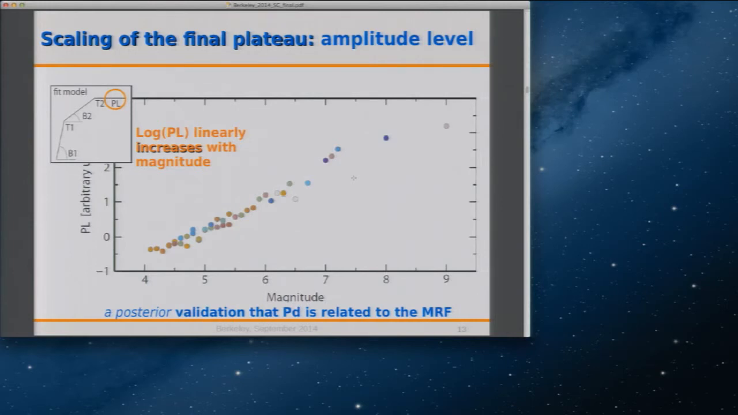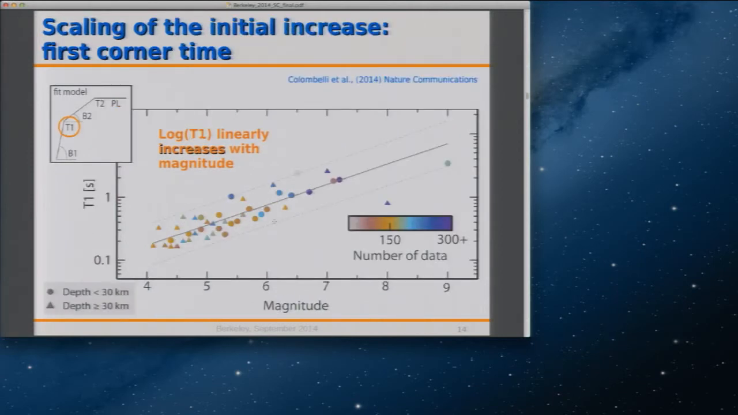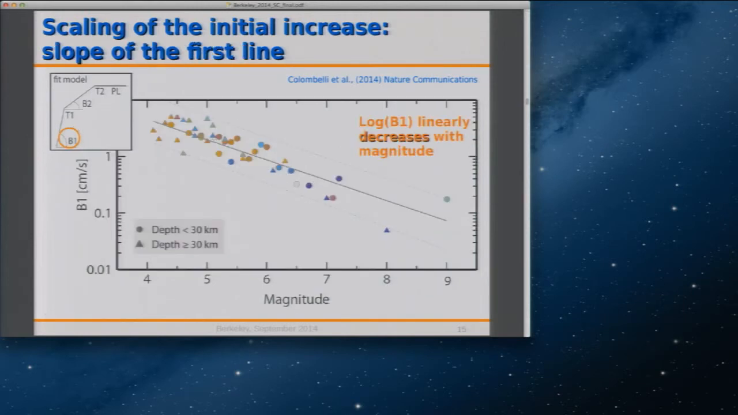What is interesting, and I think much more important in the context of early warning, is that also the first corner time increases with magnitude. And just to give you an idea, we are talking about 0.2, 0.3 seconds for a magnitude between 4 and 5, and 2-3 seconds for a magnitude 9. And the slope of the first line decreases with magnitude. So small earthquakes begin with a high initial slope, while the peak displacement increases very slowly at the beginning for large earthquakes.